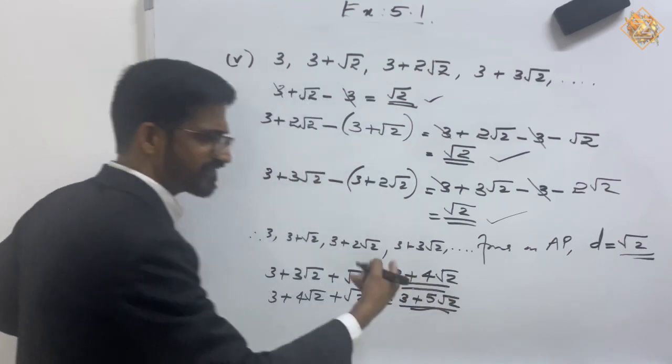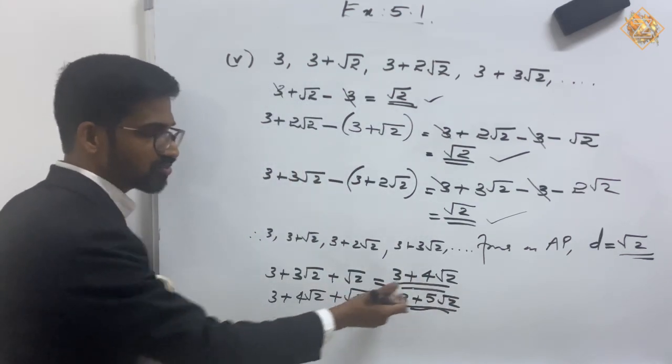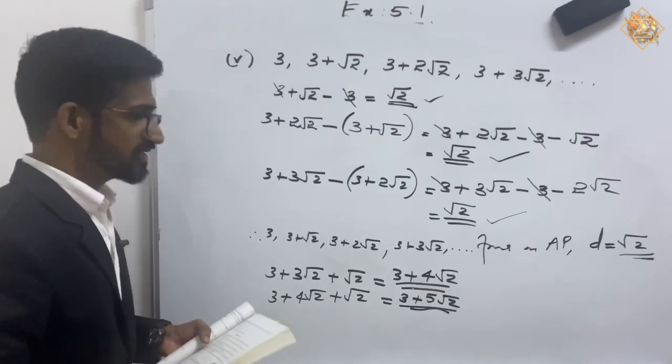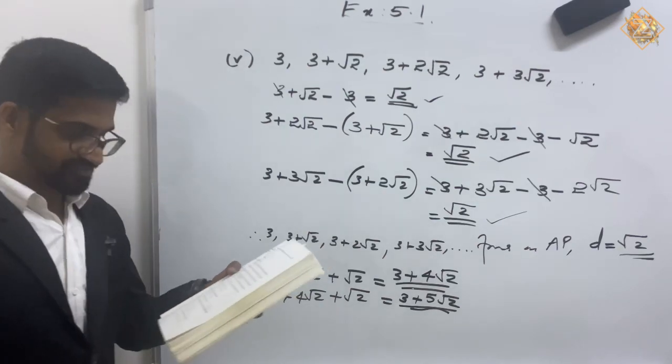That's it. Can you find the next term? Just add root 2 along with 3 plus 5 root 2. Okay, so that's it. Can you take this to your notebook first?